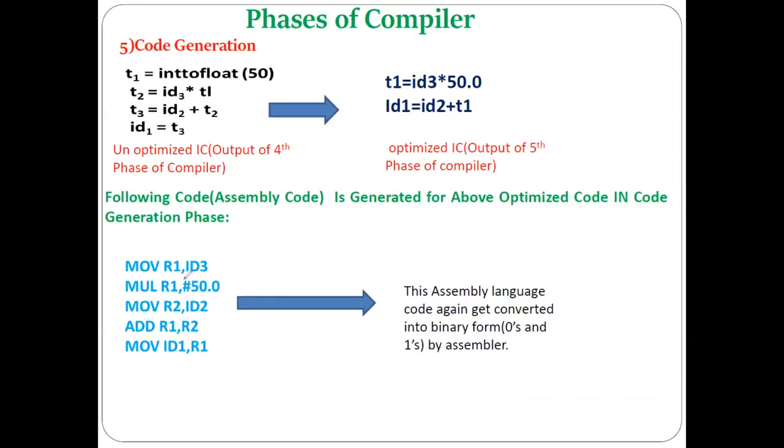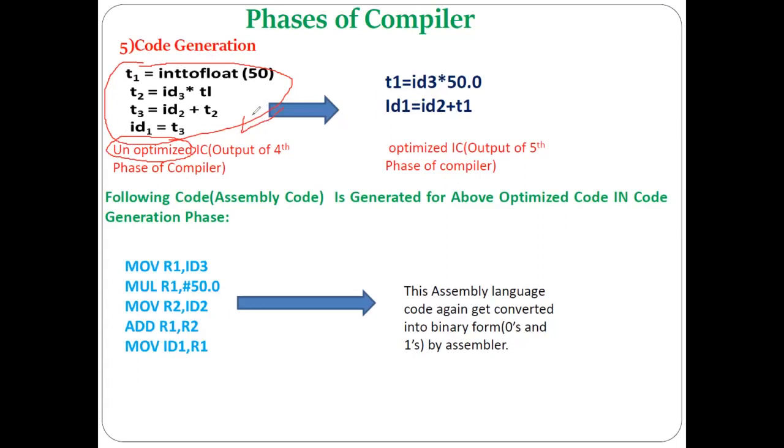Now, as I said, what kind of input is given to the target code generation phase? The input given to the target code generation phase is nothing but the intermediate code. Now, if you see this intermediate code, it is unoptimized. So this is nothing but the output of the fourth phase of the compiler. Which is the fourth phase of our compiler?